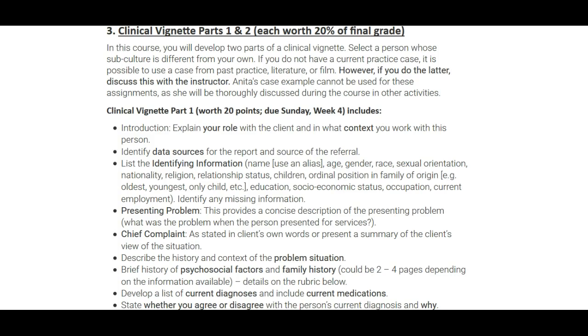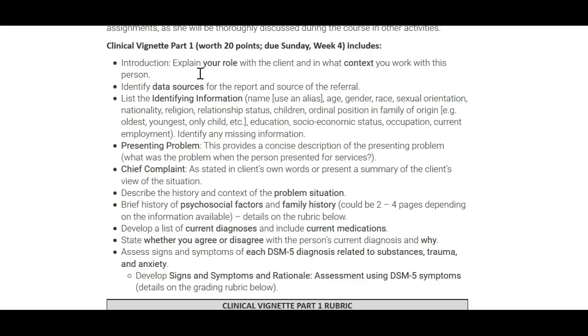So they're coming to you for some psychoeducation, some medication management. They'll be working with a psychiatrist, but you want to explain maybe the history. So what led to the addiction, briefly about the addiction and recovery, and where they are now. That would be a history and a context, right? And so you want to go over the brief history of psychosocial factors and family history.